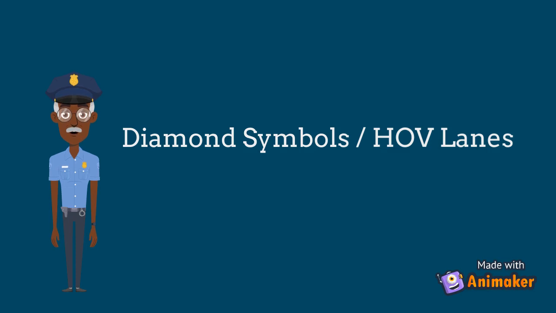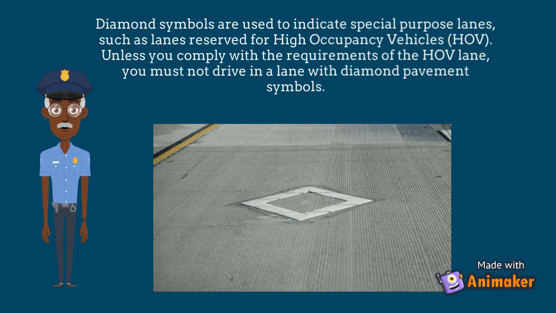Diamond symbols, HOV lanes. Diamond symbols are used to indicate special purpose lanes, such as lanes reserved for high occupancy vehicles, HOV. Unless you comply with the requirements of the HOV lane, you must not drive in a lane with diamond pavement symbols.